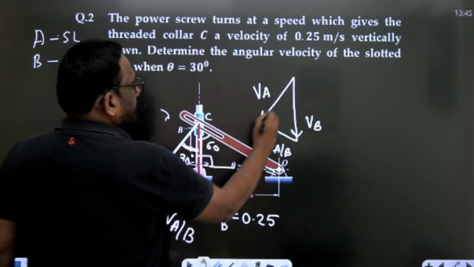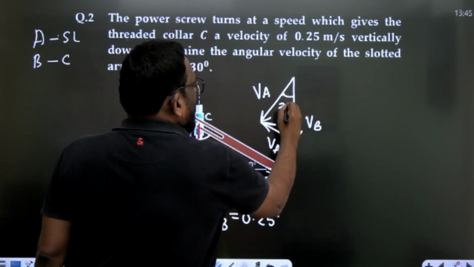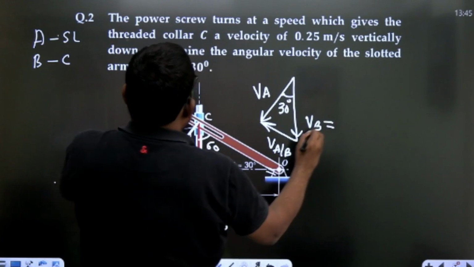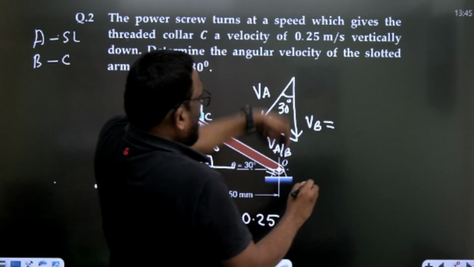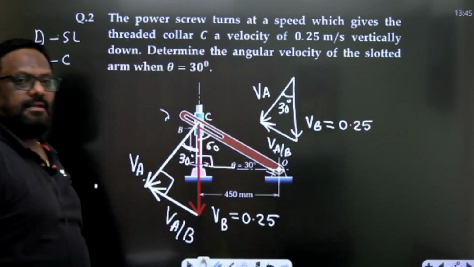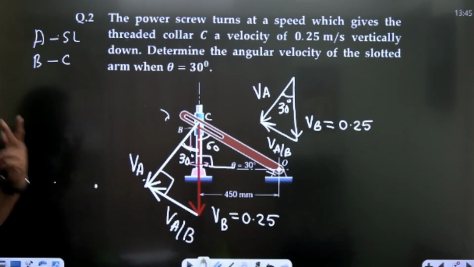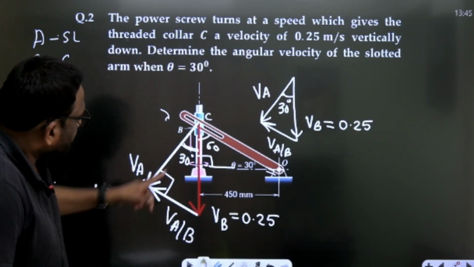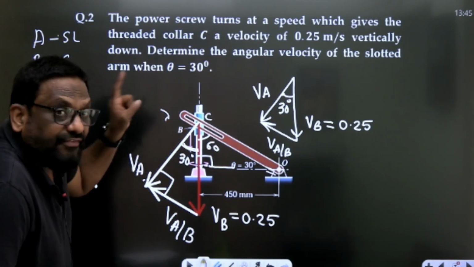And what is this angle? It is 30. Already you know VB, the velocity of this collar, is 0.25. What are we doing here, sir? Very good. What I am trying to do is find out the velocity of A.